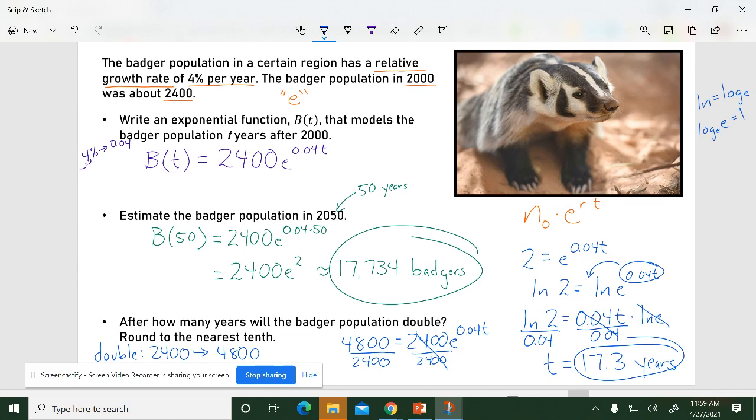So they're not growing as quickly as the rabbits are. So there you go. That's some exponential modeling.